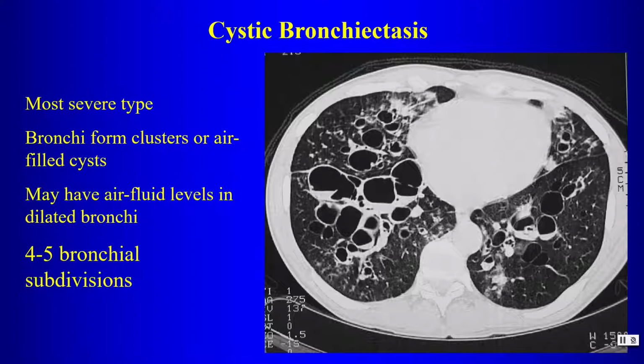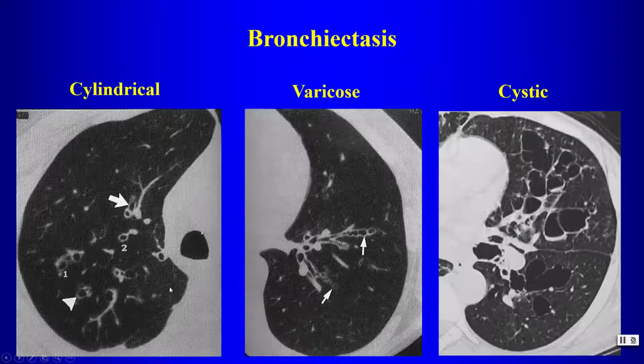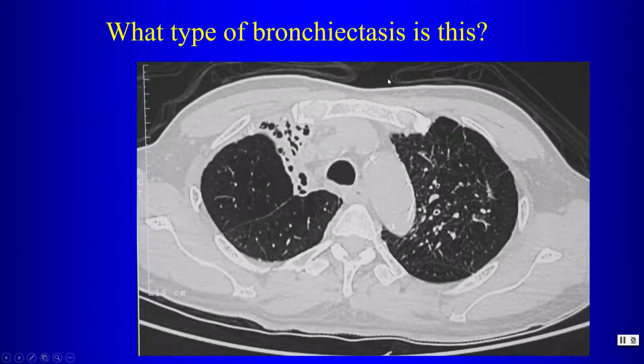And then the most severe form of bronchiectasis is cystic bronchiectasis. So here you have these dilated cystic bronchi, and they can commonly get infected, and that infection then can result in these air fluid levels here that you see within the bronchi. And here we only have 4 to 5 bronchial subdivisions. So cylindrical, varicose, cystic, these are the basic types of bronchiectasis based on the anatomic appearance, and that's called the Reed classification.